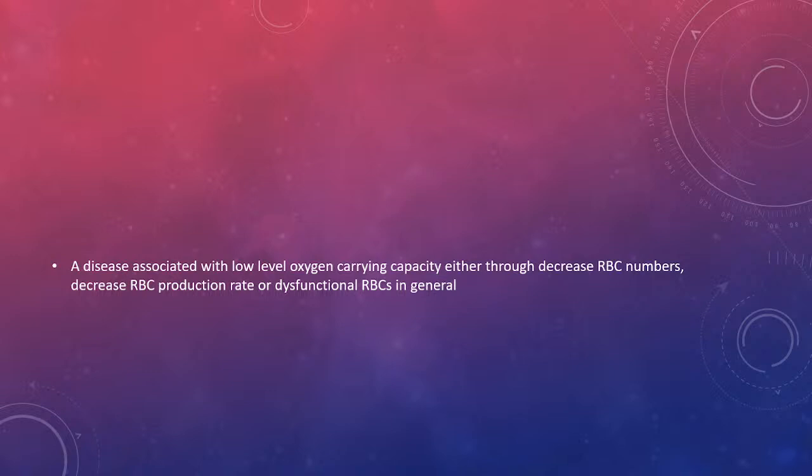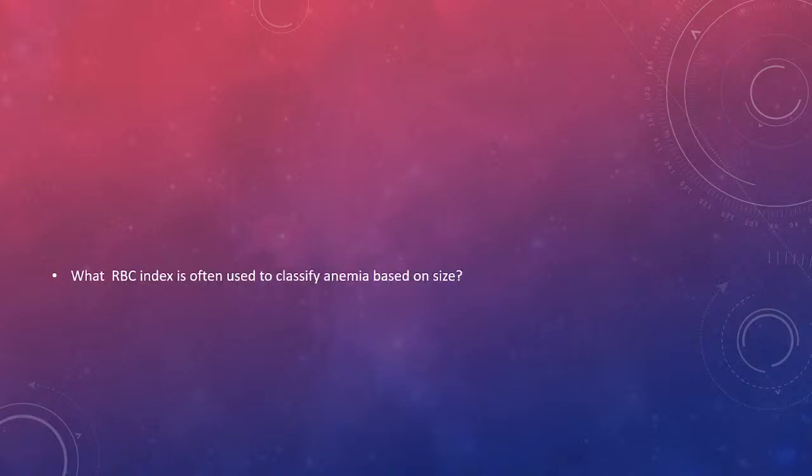So I'm going to give you guys a little bit of an idea what we mean by dysfunction. It could be through damage in any of the components of the RBC. It could be the hemoglobin, it could be the globin chain, it could be the structures of the glycoproteins in the cell wall of the RBC. So those are the basics of anemia. We're going to move on with this one.